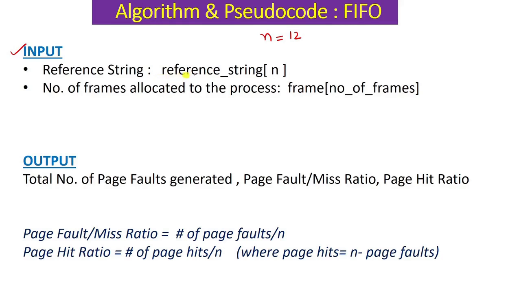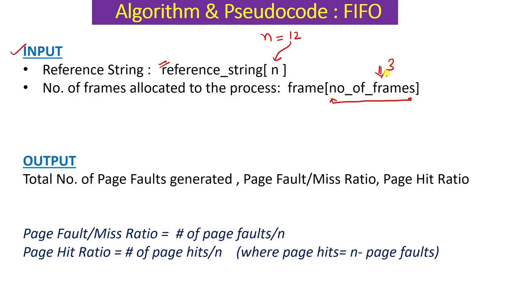Okay, the array name is reference string, and that will be of size 12 because I want to accommodate 12 pages. So this is an array. Then I will enter the total number of frames that I want to allocate. Those frames will be denoted by the number of frames variable in my program.